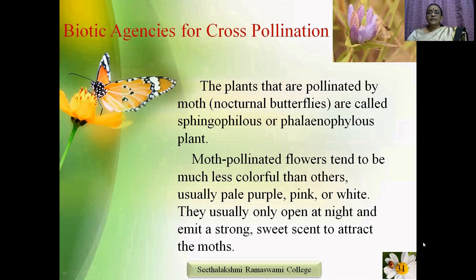The plants that are pollinated by moths, we know moths are nocturnal butterflies. That is, they'll come only at night time. These plants are called sphingophilous or phalaenophilous plants. Moth-pollinated flowers tend to be much less colorful than others, usually pale purple, pink or white. They usually only open at night because moths are nocturnal, and they emit a strong sweet scent to attract the moths.